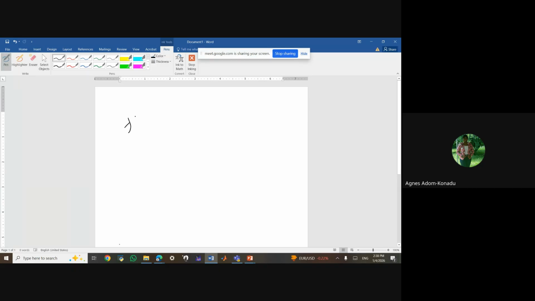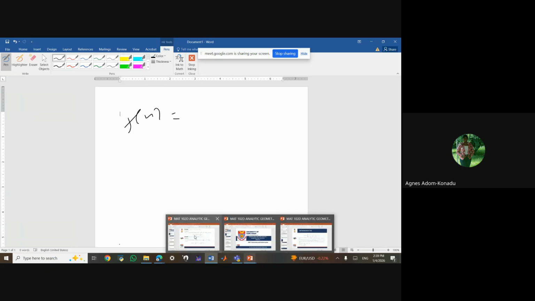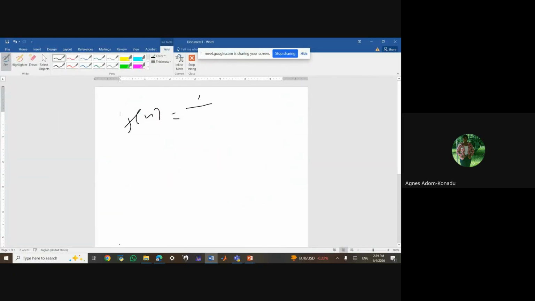Okay, so if f of x is equal to 1 over the cube root of x, find f prime of x. So how do you go about this?